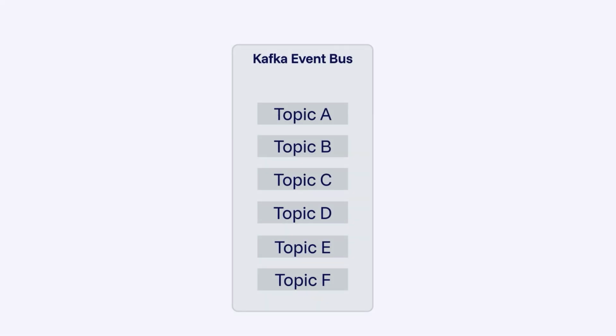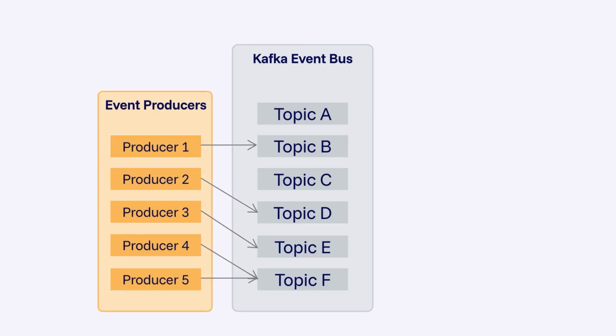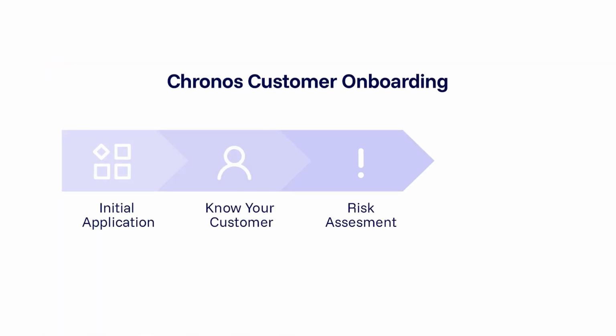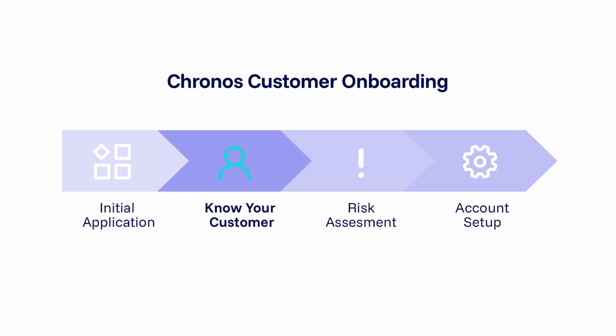Apache Kafka is a distributed event streaming platform. Systems publish events to a Kafka topic, and other systems consume those events in real time. Here's a concrete example. Chronos Bank uses Appian to manage customer onboarding. One step in that workflow, a Know Your Customer (KYC) check, is handled by an external system.